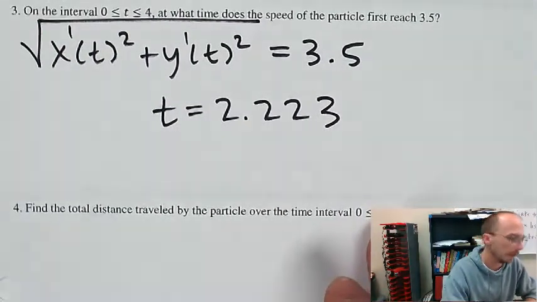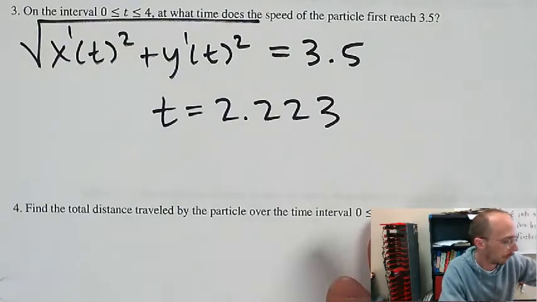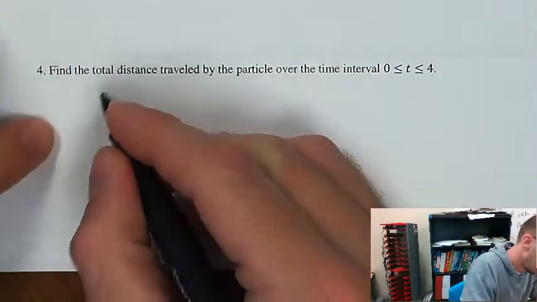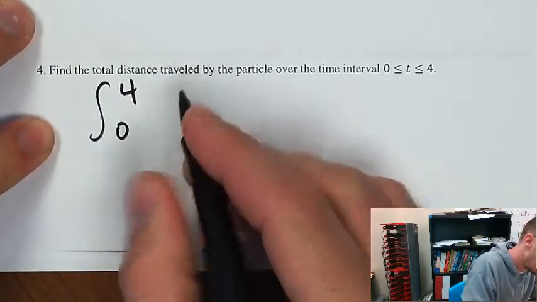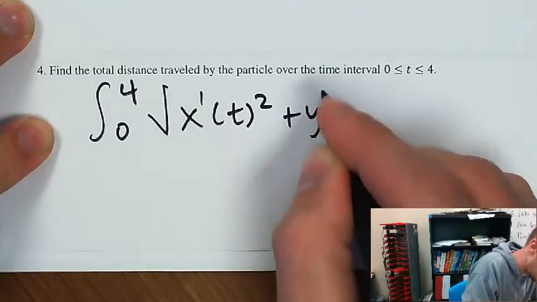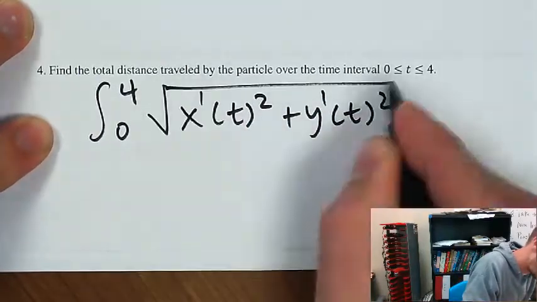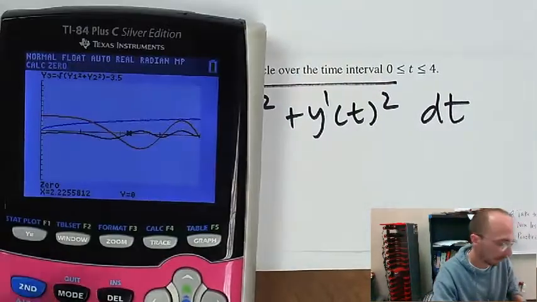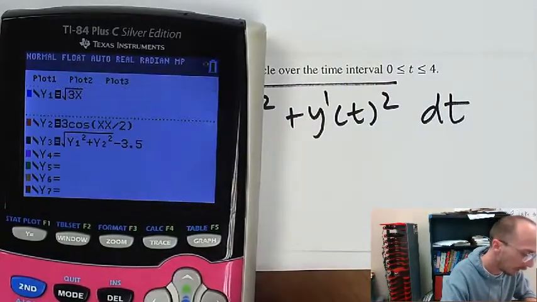Okay. And then the total distance traveled is going to be, we're just going to integrate speed. So from 0 to 4, we're going to say integral from 0 to 4 of the square root of x prime of t squared plus y prime of t squared dt. And, well, I've got that mostly inserted into y3.